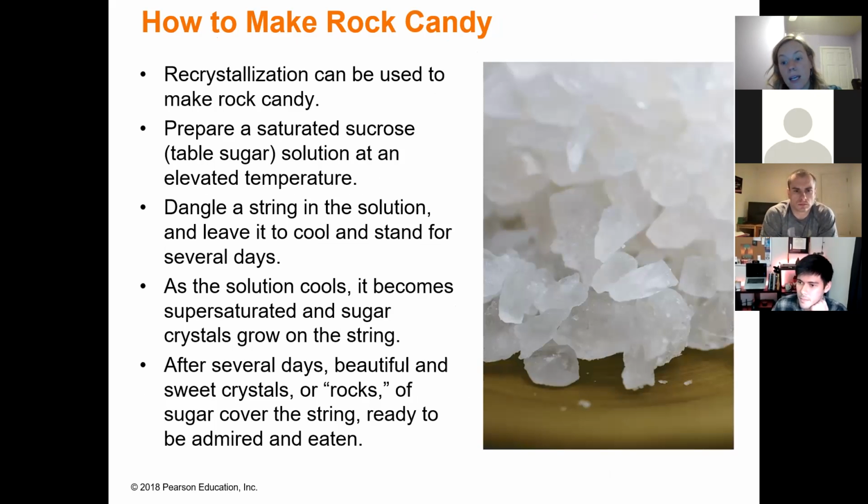Recrystallization is a way that they make rock candy. So if you ever bought this for your kids and it's super overpriced, all it is is table sugar. That's all. I mean, you could make it in your house if you wanted to. They've just taken table sugar and recrystallized it over a string.